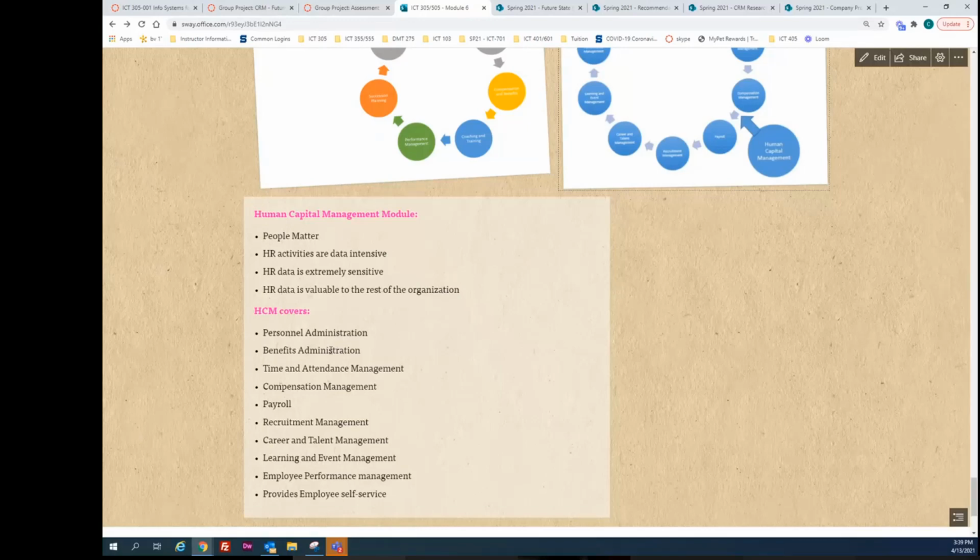Benefits administration, so healthcare, life insurance, health insurance, dental care, eye care, any types of benefits that they are going to offer typically is going to be covered in this human resources module. Time and attendance. So if you have employees that are hourly versus salaried, you'd want to track time and attendance for those that are hourly, but you're still tracking information for those salaried employees as well. Compensation. Are they hourly? What do they make? What's their salary? Are they getting any bonuses?